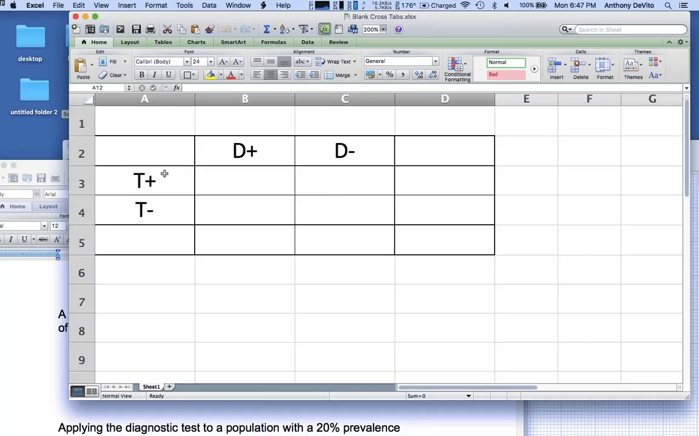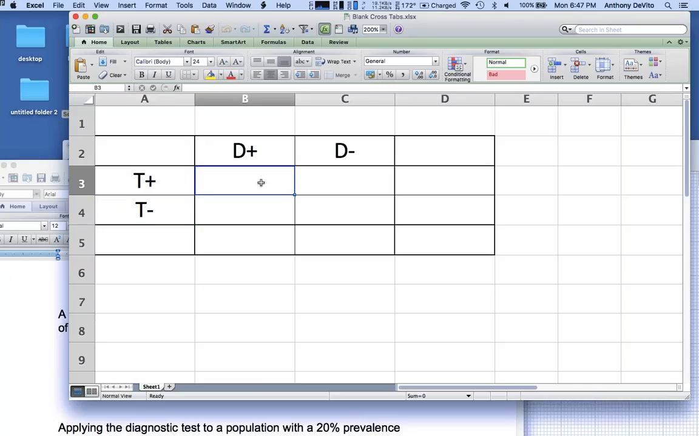Okay, and in the rows are the outcomes of the test, whether it's positive or negative. And in the columns is whether or not the person actually has that condition. D plus means they have the disease or condition, nickel allergy. D minus means that they don't. T plus means they test positive. T minus means they test negative. Okay, so I'm going to do this for a bunch of people.